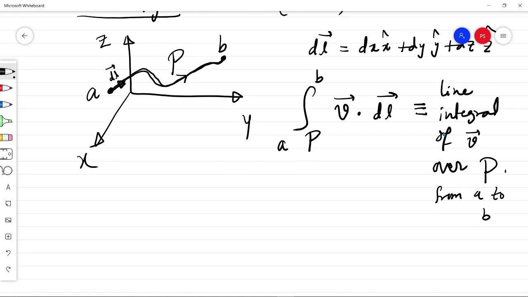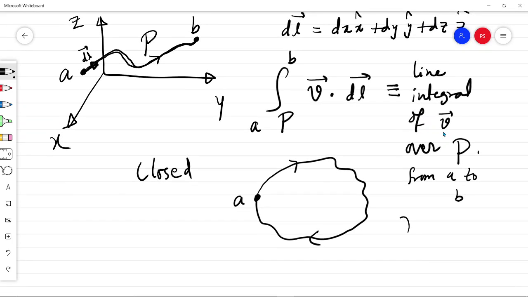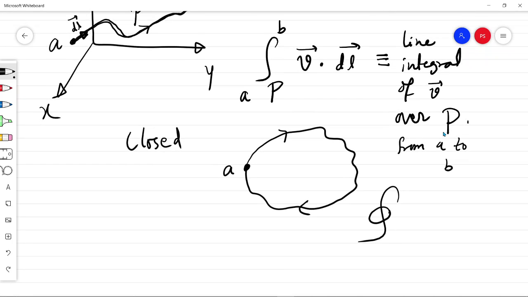If the path is closed, that is, somebody starts from a point A, travels in space and returns back to point A again, then this integral is just denoted by a different notation. This is called as closed integral. So the closed integral of v bar dot dl bar is going to give us a line integral over a closed path.